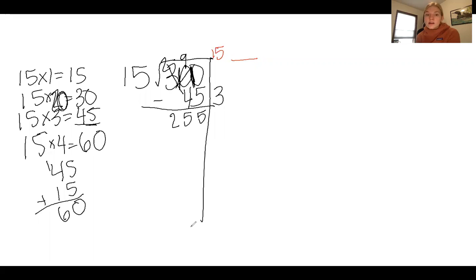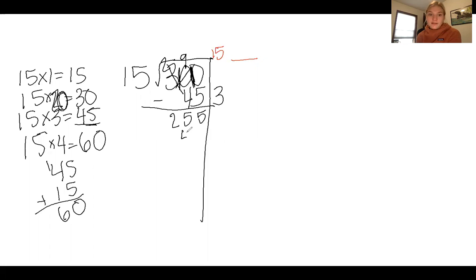I need to go until I have less than 15 or 0 left, because it might not go in perfectly. 15 maybe doesn't go into 300 perfectly. That's where we get a remainder. So I'm going to keep going here.